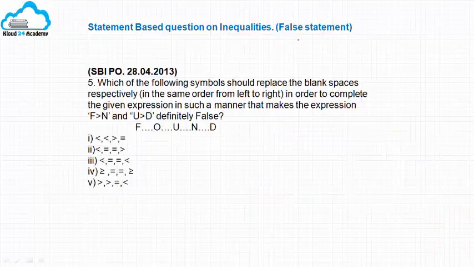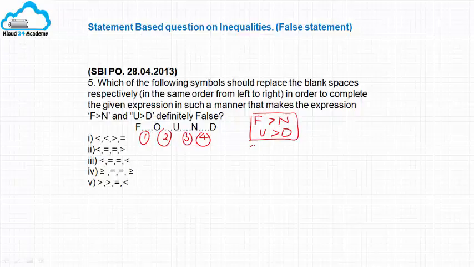Again, we have a false statement question here. This came in SBI PO 2013 exam. Which of the following symbols should replace the blank spaces respectively? Again, four blanks are given. In order to complete the given expression in such a manner that makes the expression f greater than n, u greater than d definitely false.